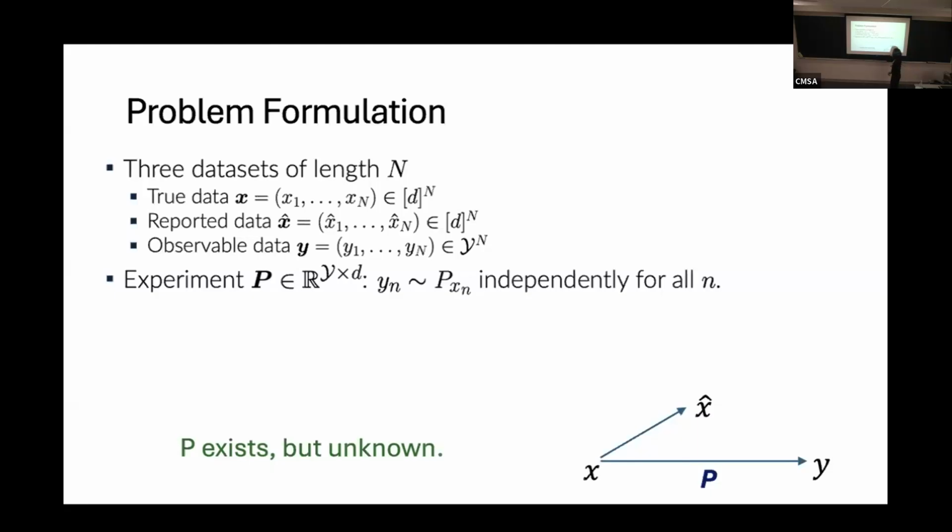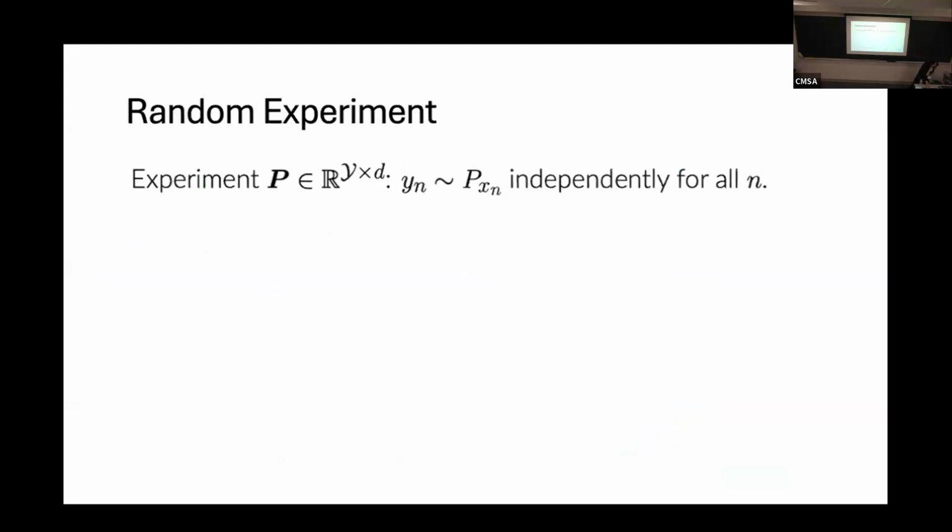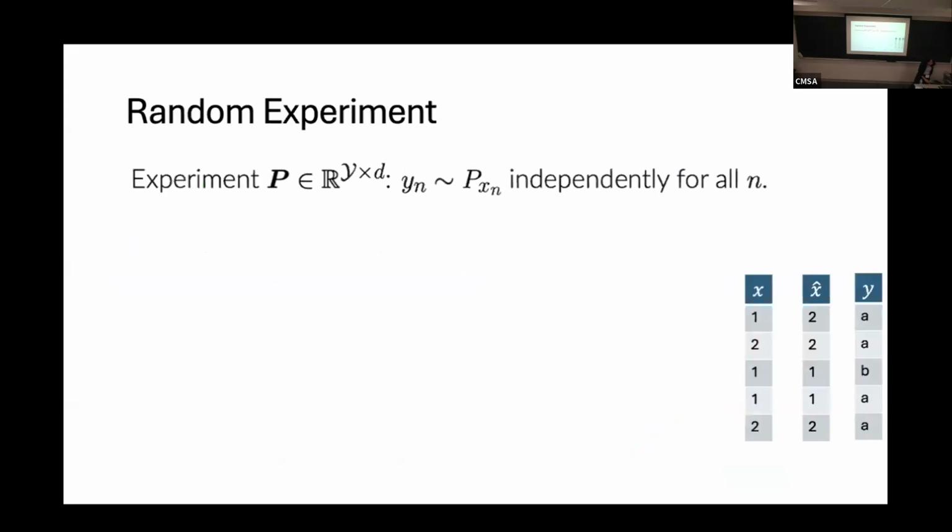And while this matrix P exists, we don't know it. So we do not require the knowledge of this matrix P. And let me just give a concrete example here. What does the random experiment mean? So suppose this is a miniature of our data set. The underlying true data only has two values, 1 and 2. So we only have like 5 data points.